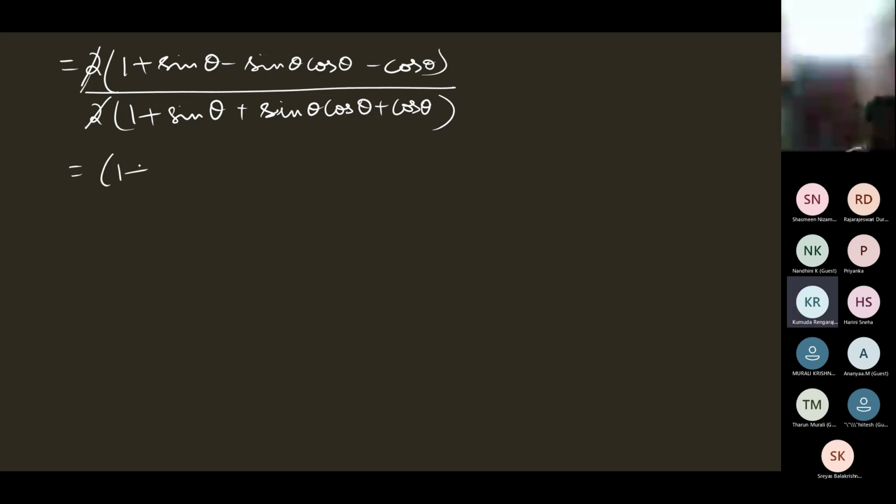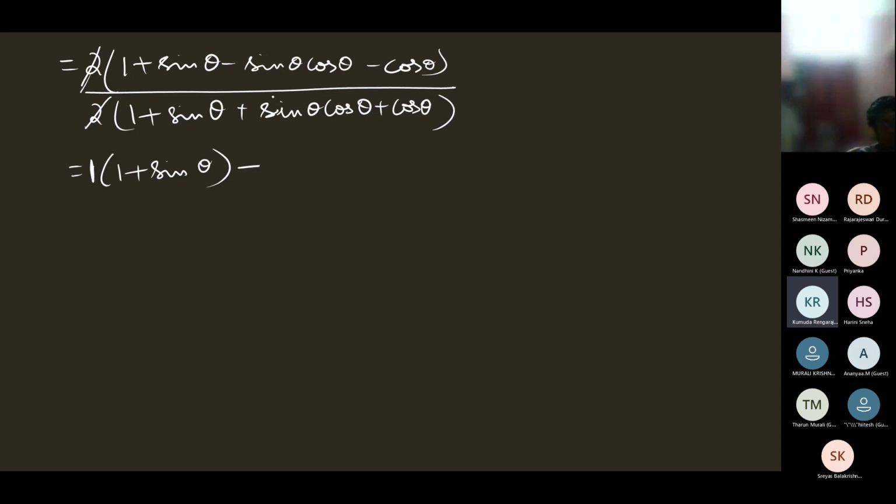So you can group 1 plus sine theta. 1 is common. Don't forget to write that 1. You will make a big blunder otherwise. See, the first two terms are 1 and sine theta. What is common between 1 and sine theta? Nothing is common. That means 1 is common. So write 1 outside. 1 into 1 is 1. 1 into sine theta is sine theta.